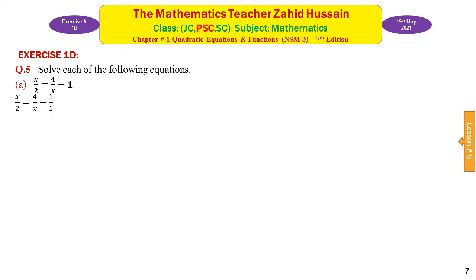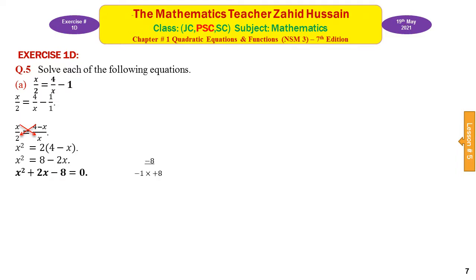Take the LCM of the right hand side. It is x over 2 equal to 4 minus x over x. Cross multiply, you will get x square is equal to 2 into 4 minus x. Simplifying, you will get an equation in standard form, which is x square plus 2x minus 8 equal to 0. Now you will solve this equation either by factorization or by quadratic formula. Since this also has factors, 1 multiplied with minus 8 gives you minus 8, and the two factors of minus 8 are plus 4 and minus 2.